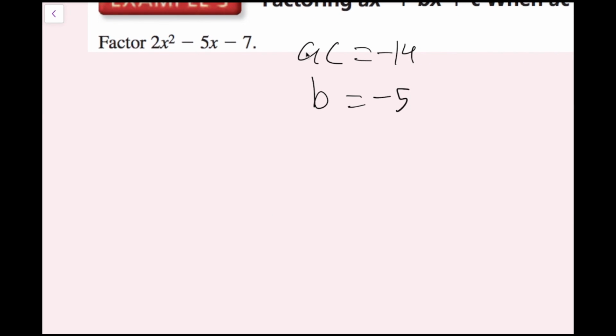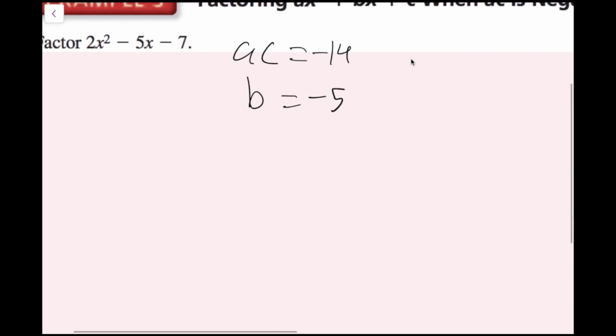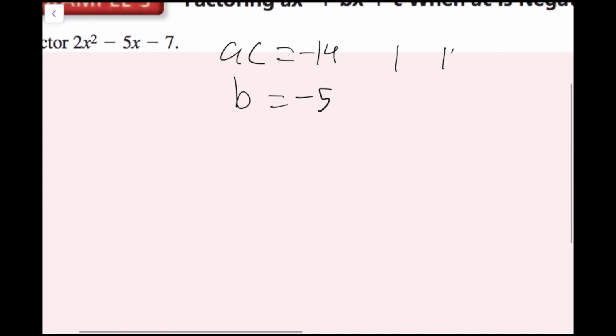Notice that my product is going to be negative, which means I'm going to have one negative number and one positive number. Okay, and then notice that they're going to add to a negative number, which means that the absolute value of the negative number is going to be larger than the absolute value of the positive number. But we'll get to that in a moment. Okay, so now I want to write down my factor pairs, and I'm going to ignore the signs at first. So my factor pairs are going to be 1 and 14, and then 2 and 7.